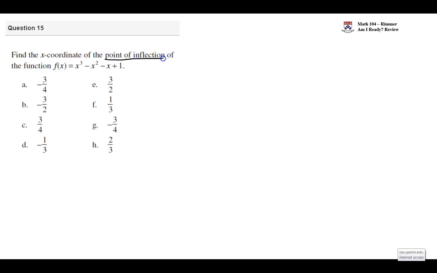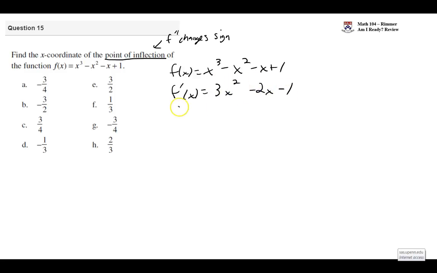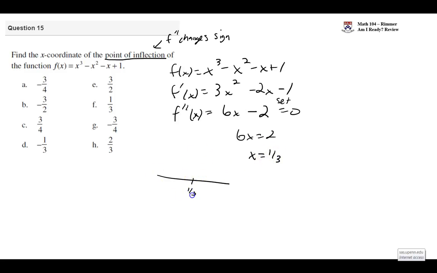The point of inflection is a place where your second derivative changes sign. If your function is a nice polynomial, x cubed minus x squared minus x plus 1, then your first derivative is going to be 3x squared minus 2x minus 1, and your second derivative is going to be 6x minus 2. I'm going to set that equal to 0, and we get 6x is equal to 2, or x is 1/3. But we have to check and make sure at 1/3 that the second derivative changes sign, and it does.